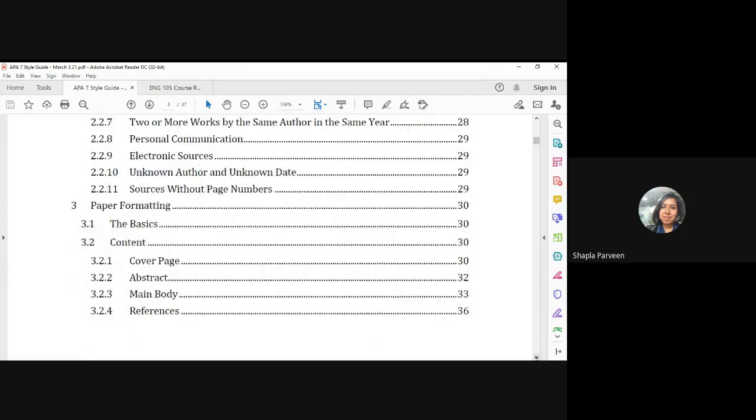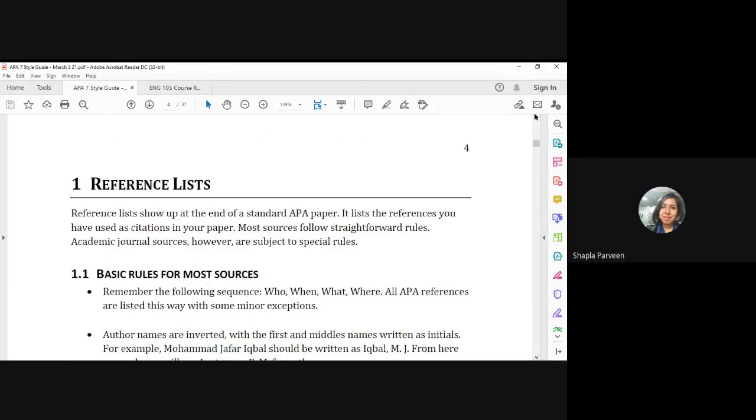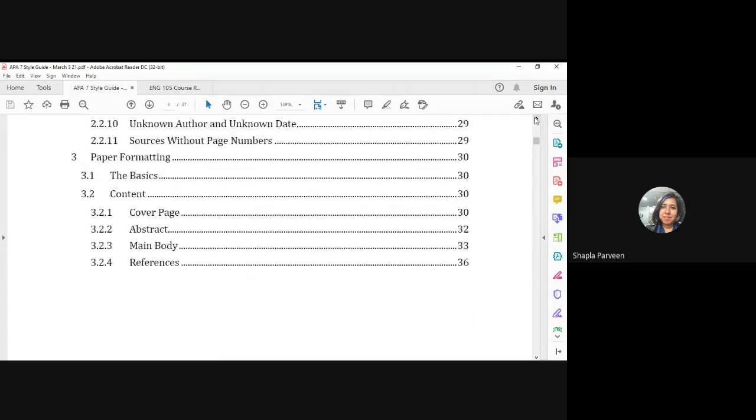And as I mentioned, APA rules are not only confined to source documentation, but are also about paper formatting as well. So the basic rules: how you should write the content page, cover page, abstract, main body, referencing. There are also rules for spacing, things like that. The main body requires rules on how you should write the heading, then spacing, page number, things like that. All the rules should be here.